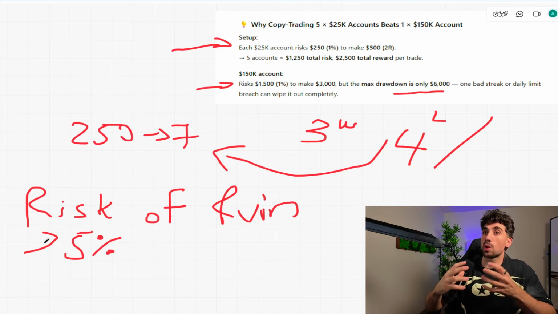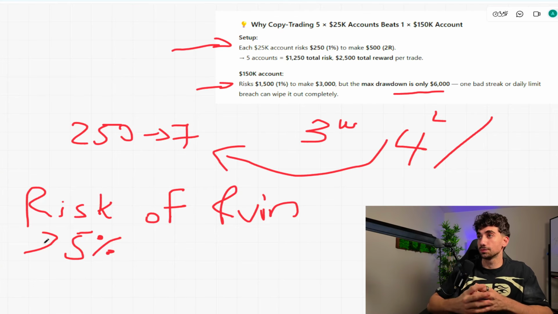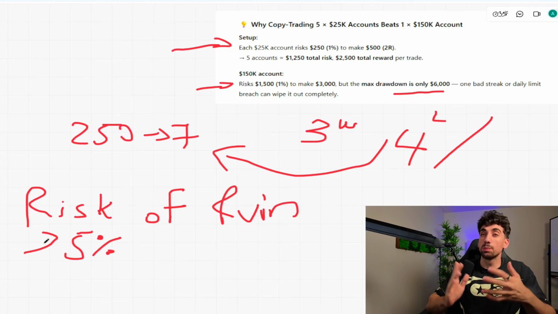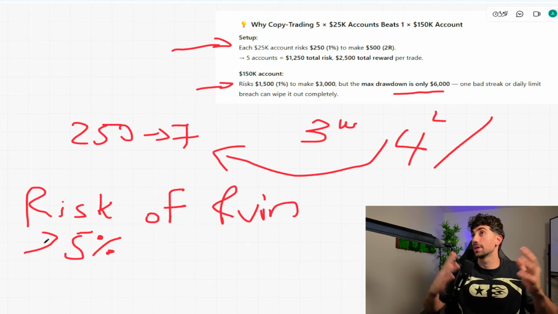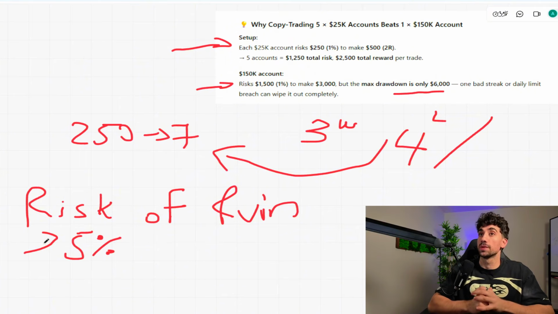So this is a quick way for me to show you guys why the copy trading is much better. I hope this math made sense. It is a little bit confusing, I understand that, but this is the math. These are what you need to be doing. And this is why I recommend copy trading over one single account.